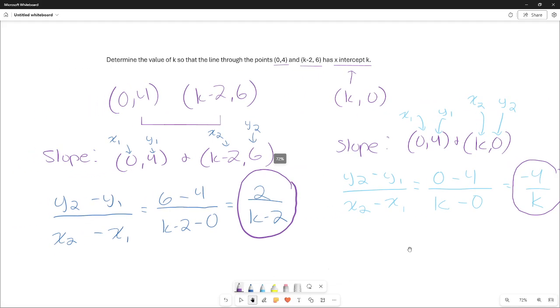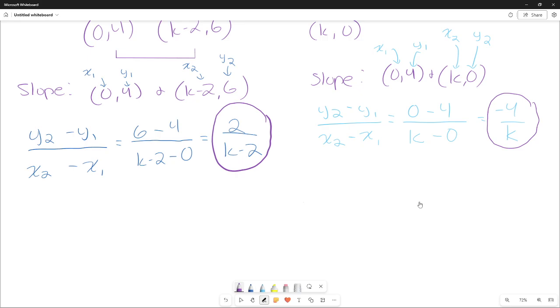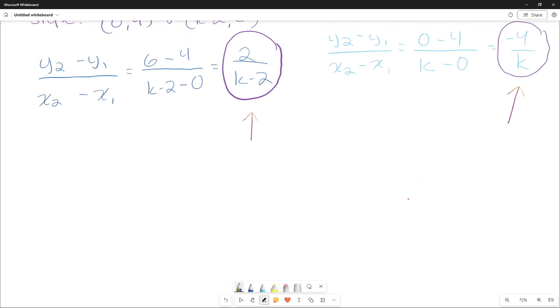Now the thing is, all 3 of these points are on the same line. So that means that they'll have the same slope. If they have the same slope, then this slope right here, 2 over k - 2, will be equal to this slope right here, negative 4 over k. And that means you can just put them equal to each other. So 2 over k - 2 is equal to negative 4 over k. And now you can just solve for k by cross multiplying.